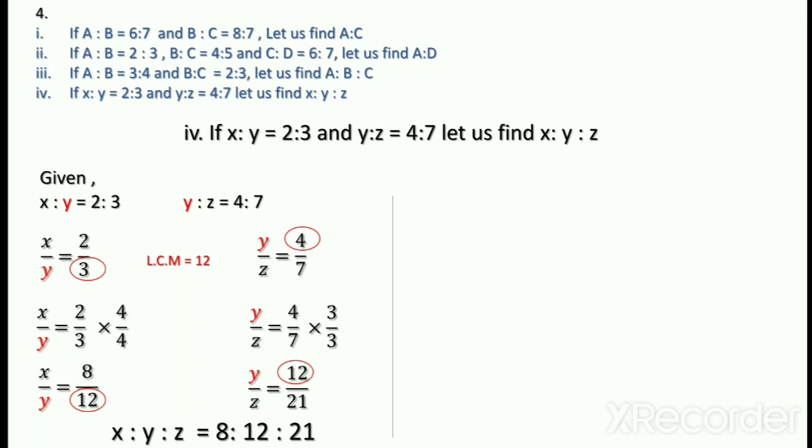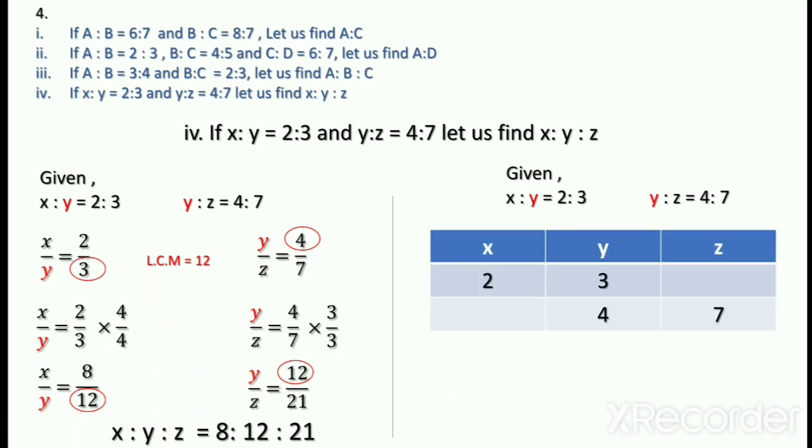So you can also write that answer, that x is to z is 8 is to 21. Now this is a slightly longer way. See if you can understand this. This is a much shorter way that we are going to learn. Same question, we take a table.